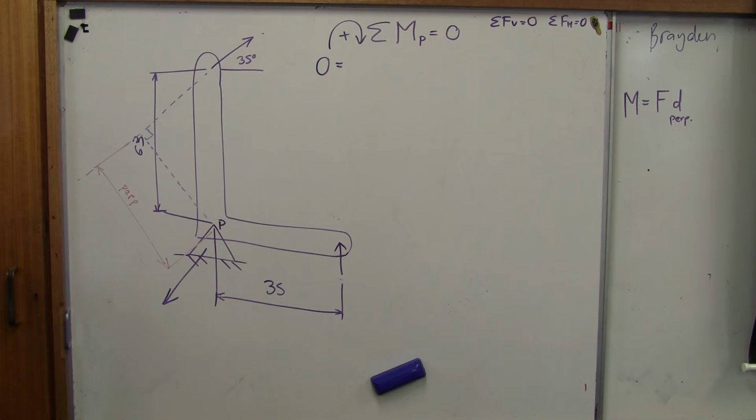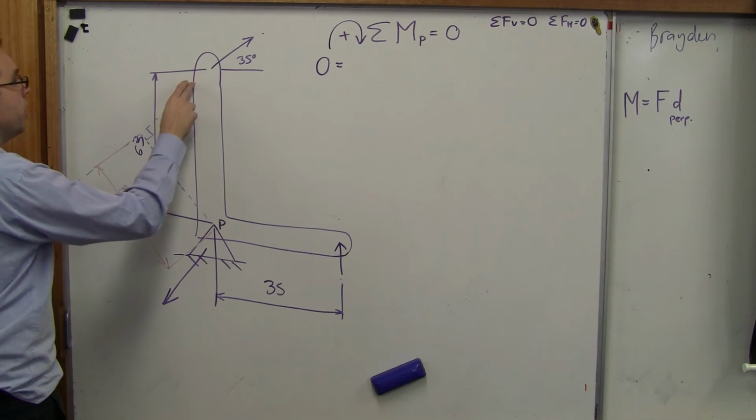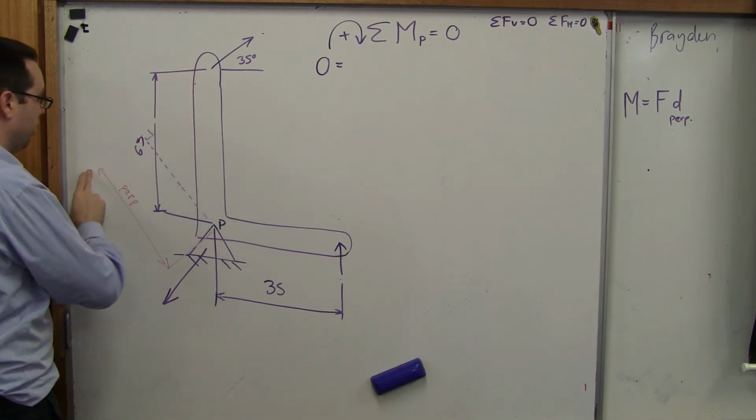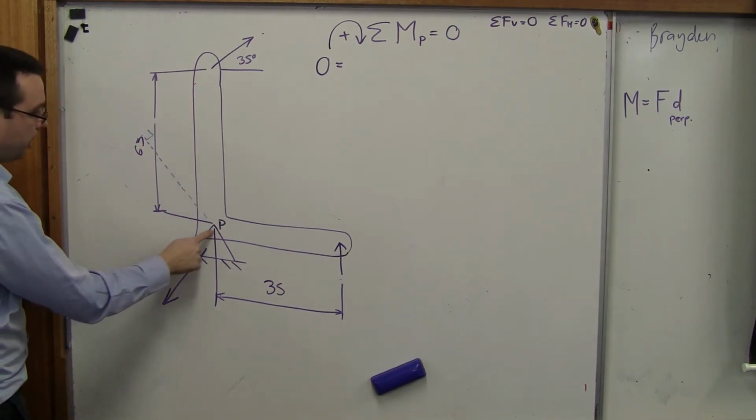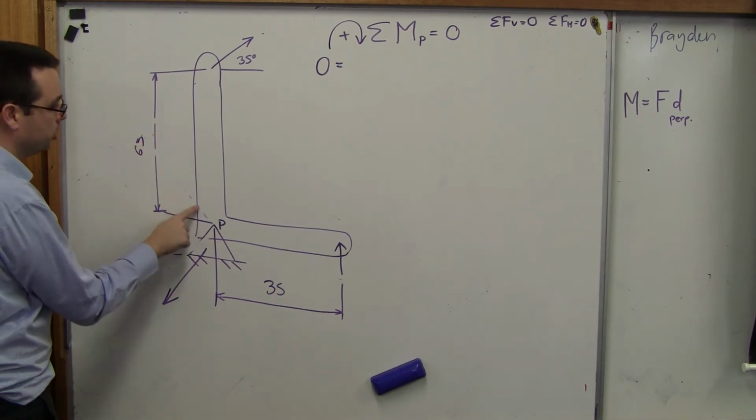Right? But we don't have to solve it that way. We could figure out the perpendicular distance, but we're not going to solve it that way. Instead, we're just going to convert our force into its horizontal and vertical components, and then we can use the dimensions that we've been given.